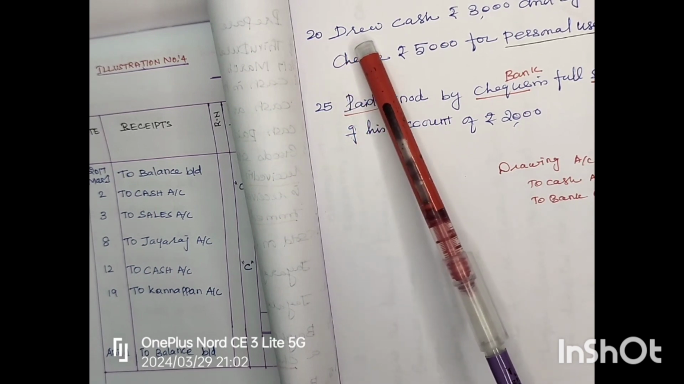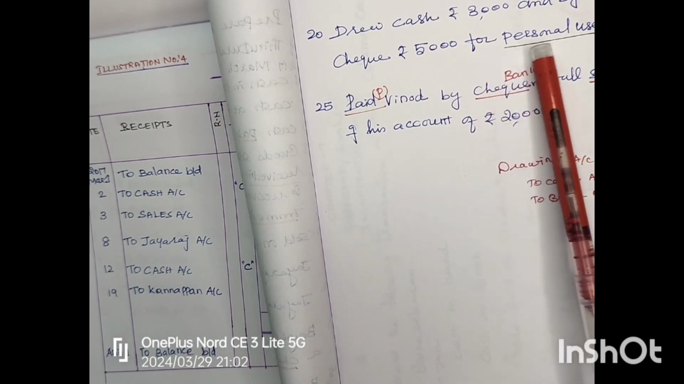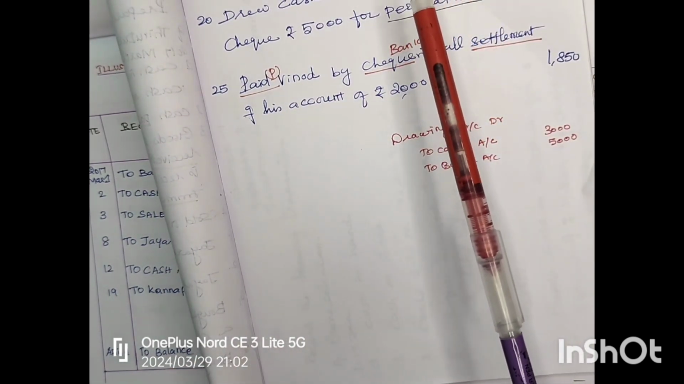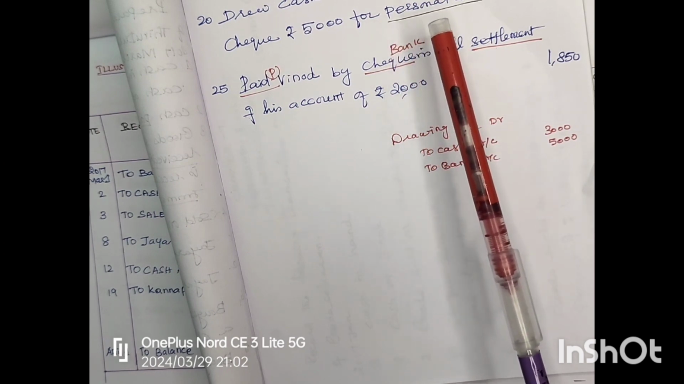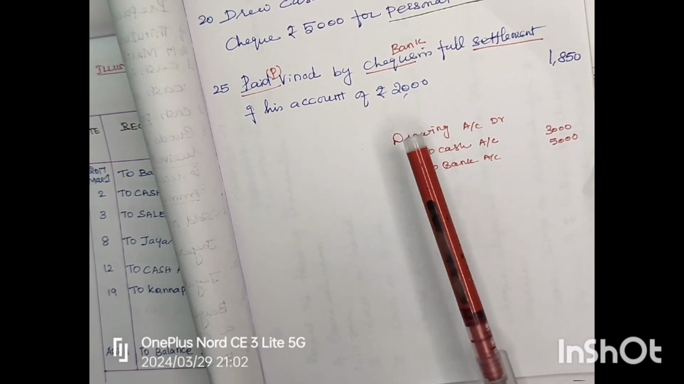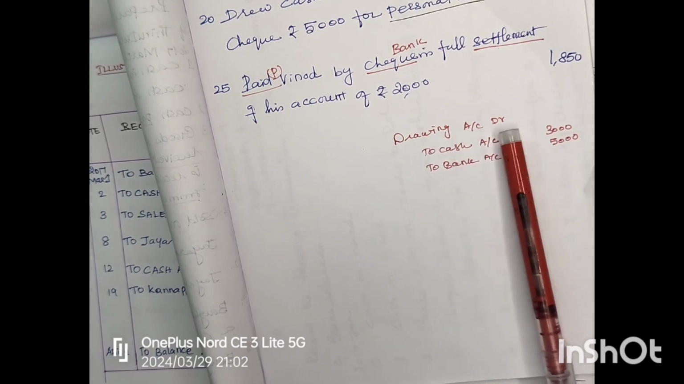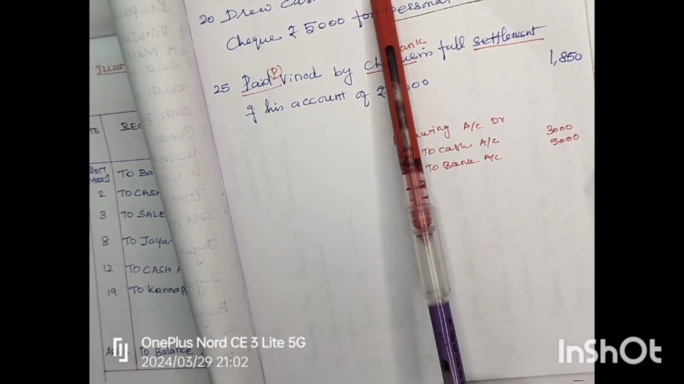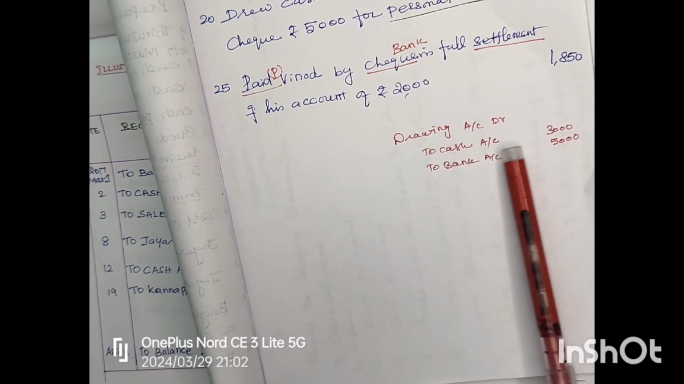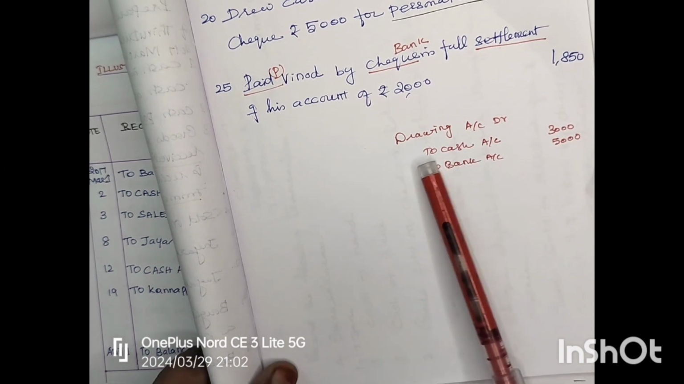March 20, drew cash rupees 3000 and by check rupees 5000 for personal use. Listen, whenever you see personal use, you take the term drawings. Drawing account is always a debtor. So drawing account debtor, you drew cash for 3000 and check for 5000. So drawing account debtor to cash account 3000 and bank account 5000. So where is cash? Cash is on the credit side.